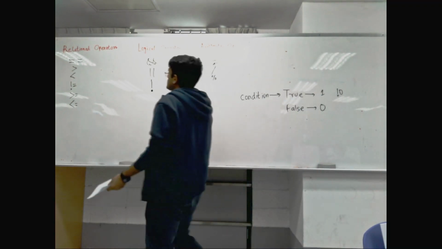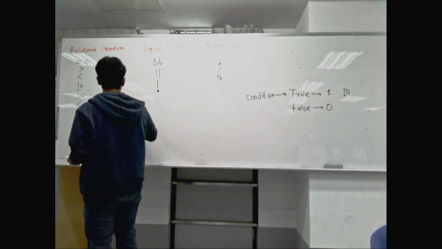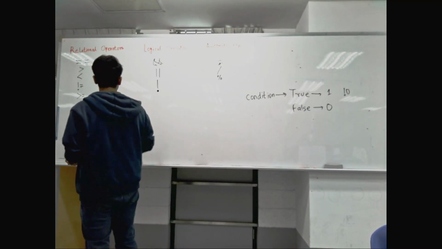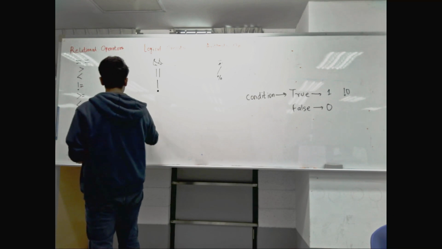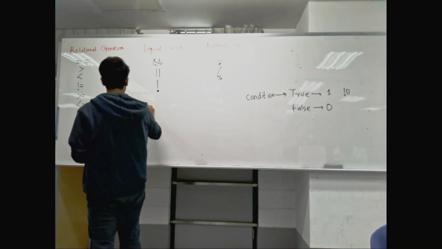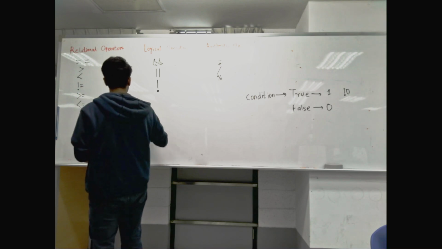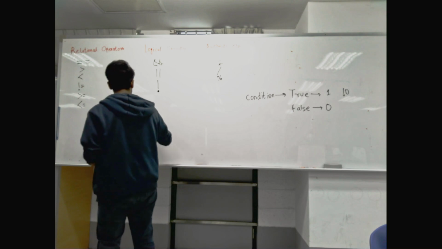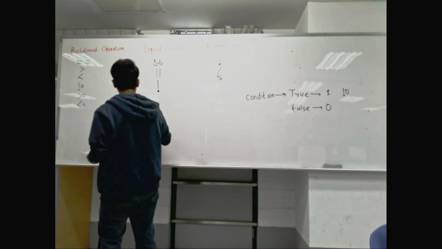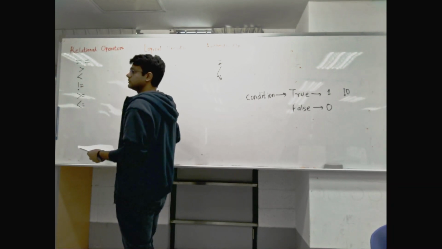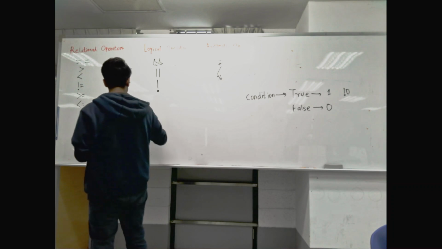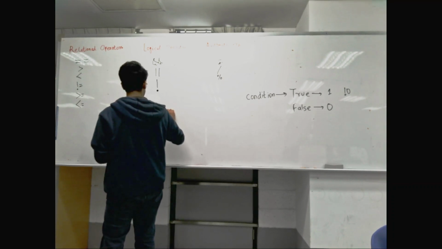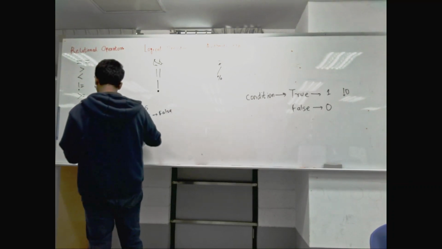Conditions can simply be, let's say we have a variable called x of long type, and x is equal to 5, and we ask, is x greater than 5, greater than 6? So is x greater than 6? No. Right? So that means it's false.